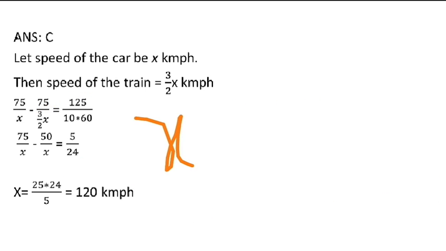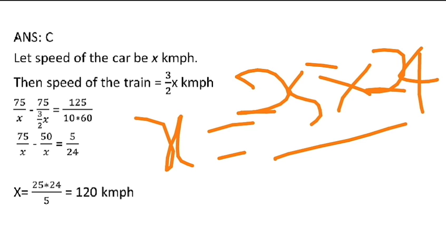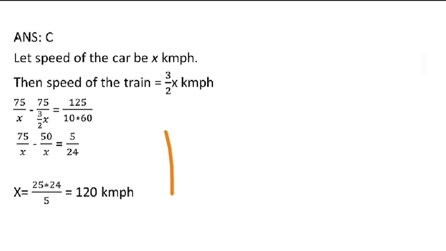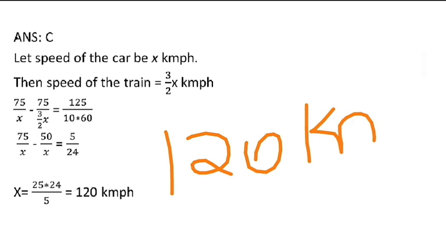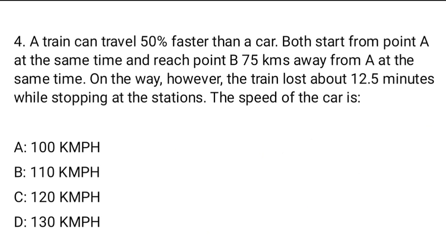Next simplification will be 25 into 24 divided by 5, if you take the LCM and that goes to right hand side. So 5 5s are 25, 24 5s are 120 kilometer per hour. So this is the answer. The speed of the car is 120 kilometer per hour. So option C is the correct answer.